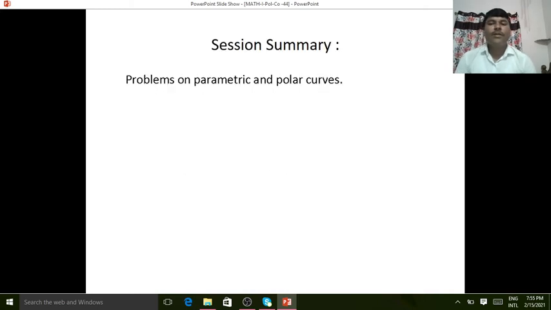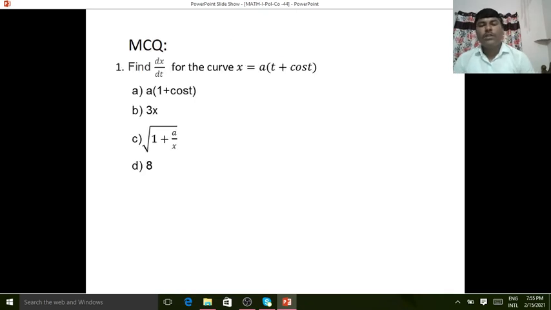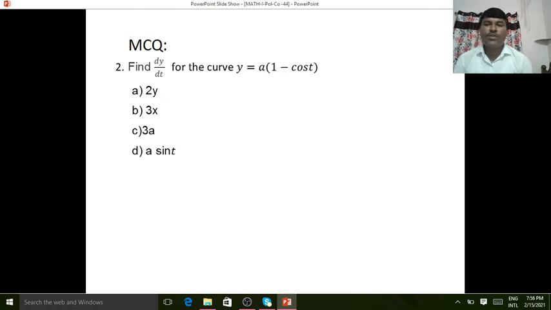Session summary: problems on parametric and polar curves. Then multiple choice questions. First one, find dx by dt for the curve x is equal to a into t plus cos t. So for this, answer is a. So here we have to differentiate with respect to t. Second question is find dy by dt for the curve y is equal to a into 1 minus cos t. So answer is D, a sin t.